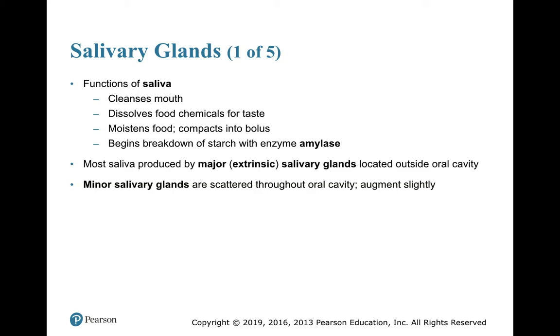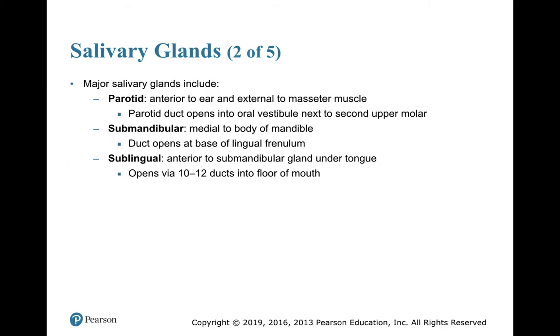carbohydrates. Most of the saliva is produced by the major salivary glands, which are called extrinsic because they're outside the oral cavity. But there are some minor salivary glands that are scattered throughout the oral cavity, and they help to augment saliva production. The major salivary glands are the parotid, the submandibular, and the sublingual.